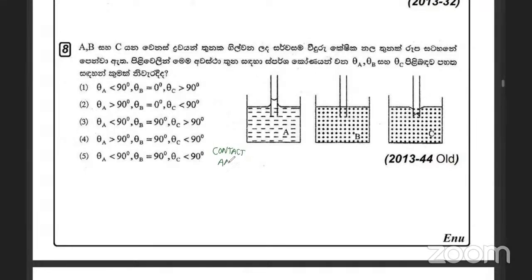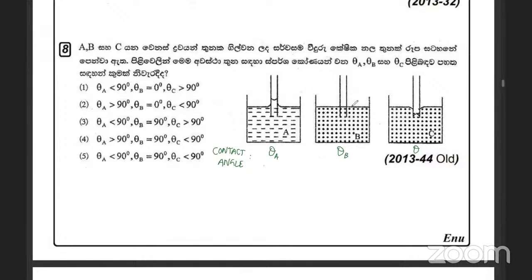Contact angles are given for each scenario. So please tell me the answer. For this, they have given it as theta A. For this, they have given it as theta B. For this, they have given it as theta C. I think we just discussed this today in the theory class. This part should be like this. Printing error. Okay, tell me, which one is the answer?